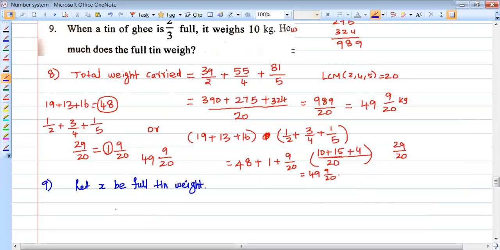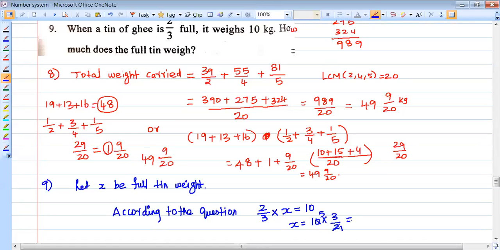Okay, so according to the question, 2 by 3 of the total weight is 10 kg. Then what is your x? 10 into 3 by 2. So you will get 1 time here, 5 times, is equal to 15 kg. Okay. So the total weight is 15 kg.